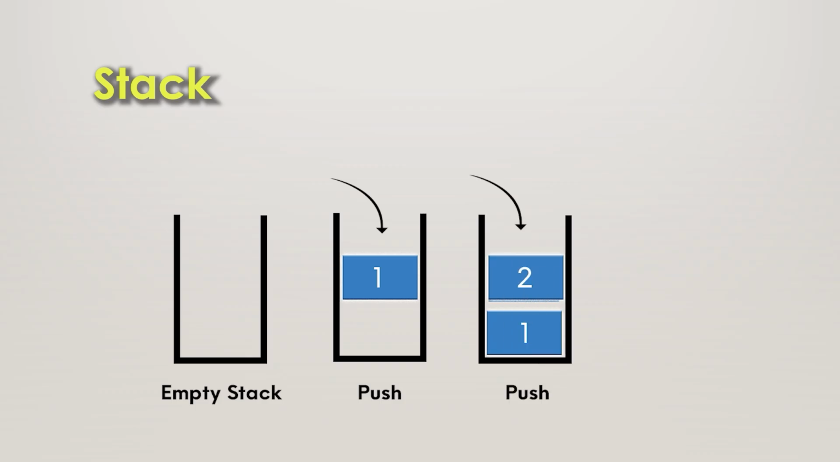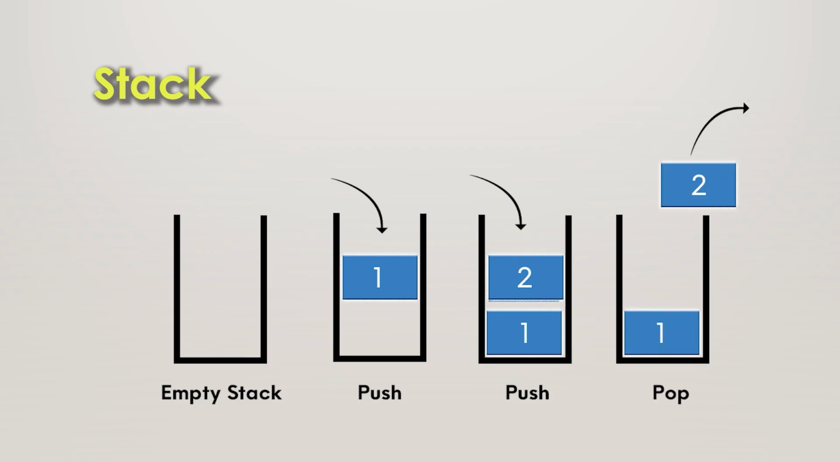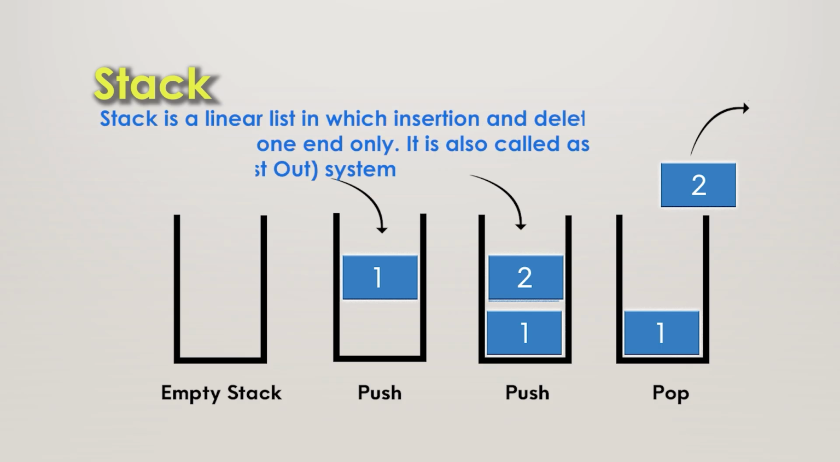The first element that is added into the stack will go to the bottom. The last element that is added into the stack will remain on the top of the stack. So whenever I want to remove items, I always remove the last one that was inserted, because it is on the top of the stack. That is the reason this stack is called last in first out, or LIFO.